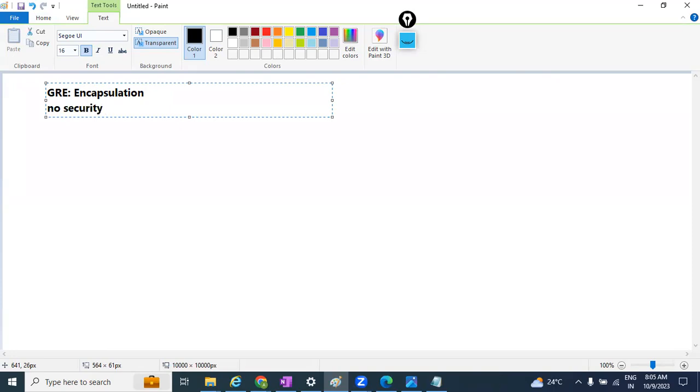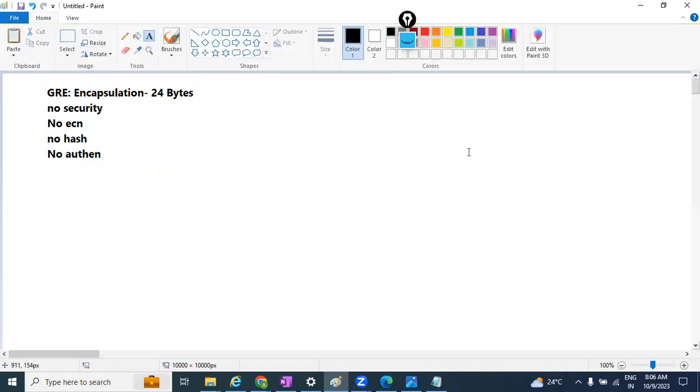We don't have any security because there is no encryption, there is no hash, and there is no authentication. Nothing. We don't have any single cryptographic method in this. So encapsulation, how many bytes of header would it add in total? It would add a total of 24 bytes of header.